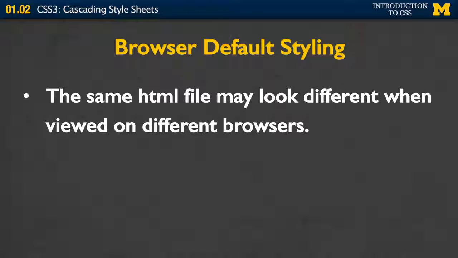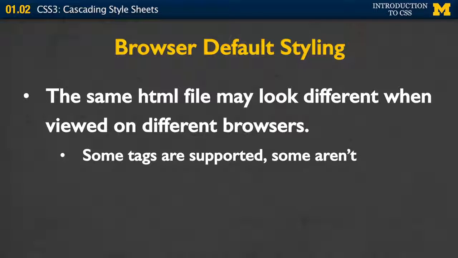And there's a few reasons for that. First, some tags aren't supported in some browsers while they are in others. So if you've ever used the details tag, you can see that sometimes your page will have little arrows or different little markings on them, and other times it won't. So that comes down to tags that are supported.